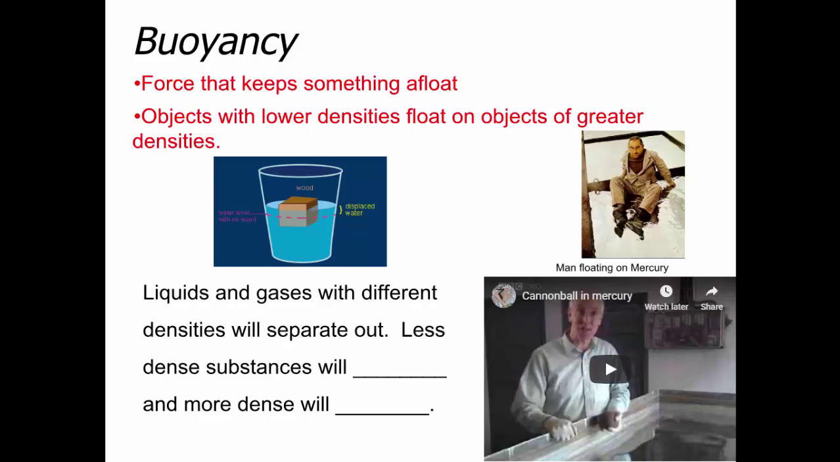Now let me get some more here. They're floating. It's because one is less dense than the other. It's like the oil and water.